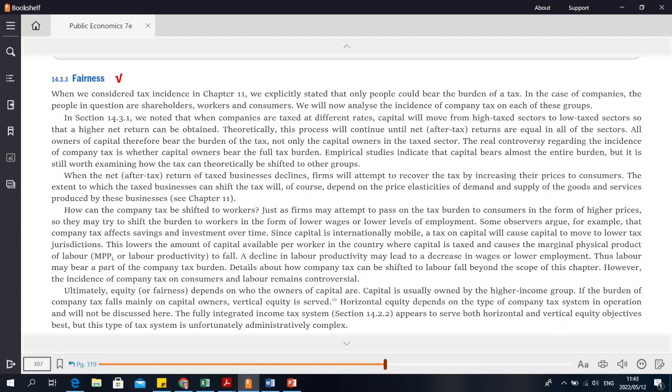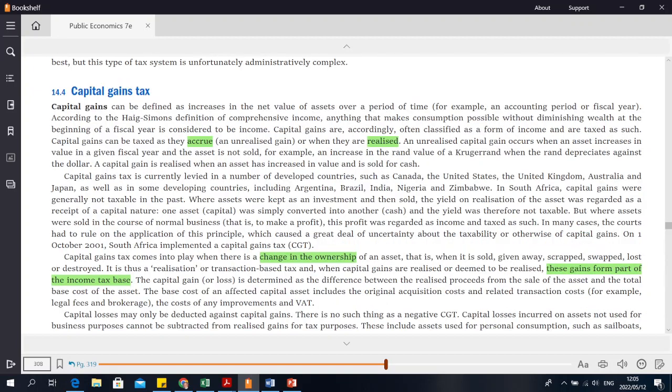Then we get to fairness itself. It's an easy read, so important. How fair is a corporate income tax? And then we get to capital gains tax. Well, what is a capital gain? It's just an increase in the net value of assets over a period of time.